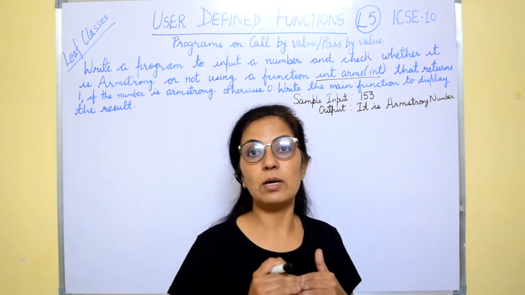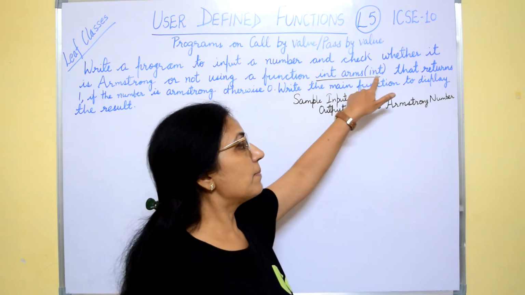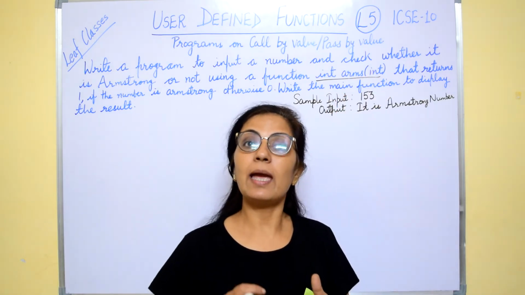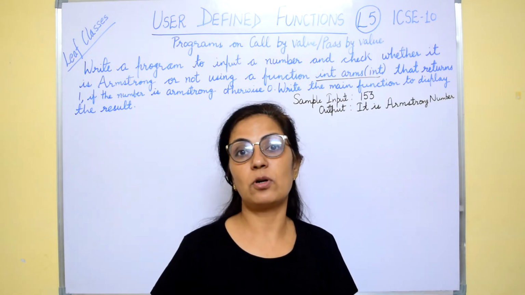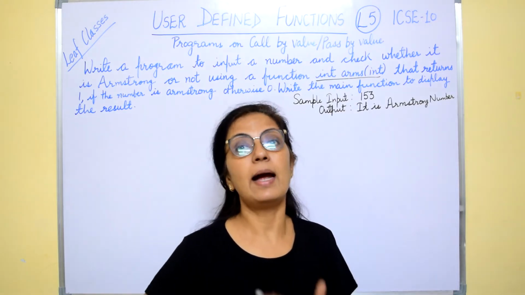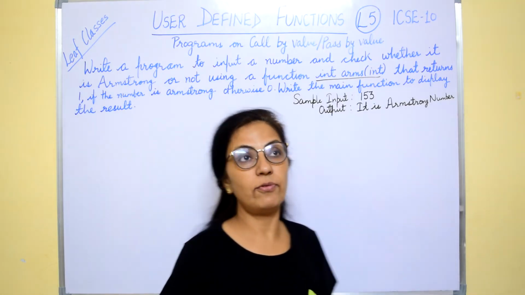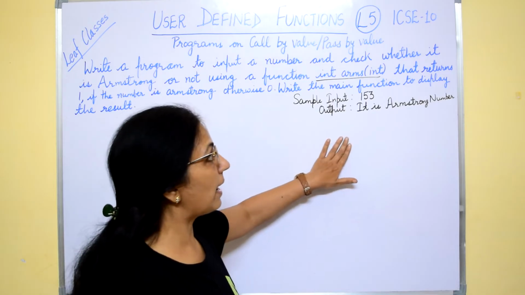So please go through the question. If the question says write the function int arms(int) to check and display whether it is Armstrong or not, that means in the function only you will be checking and displaying. So you have to go through the question very carefully. So let's start with the program.